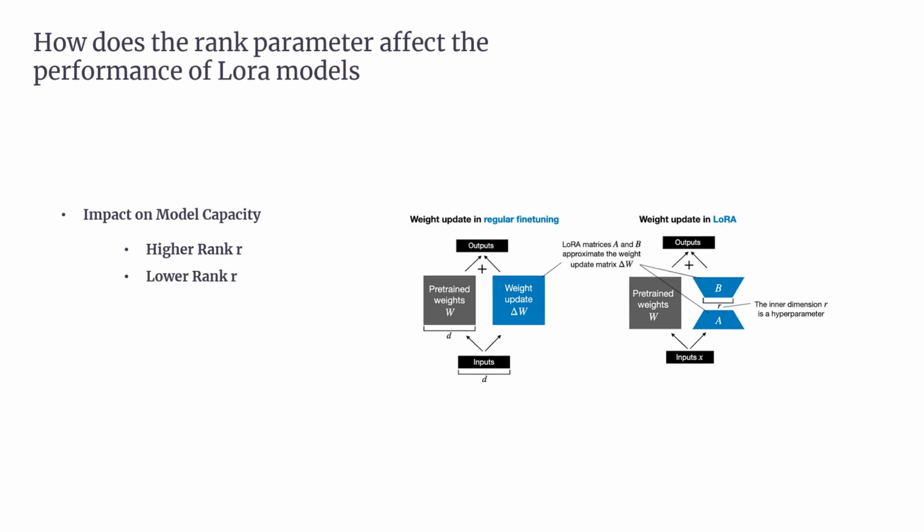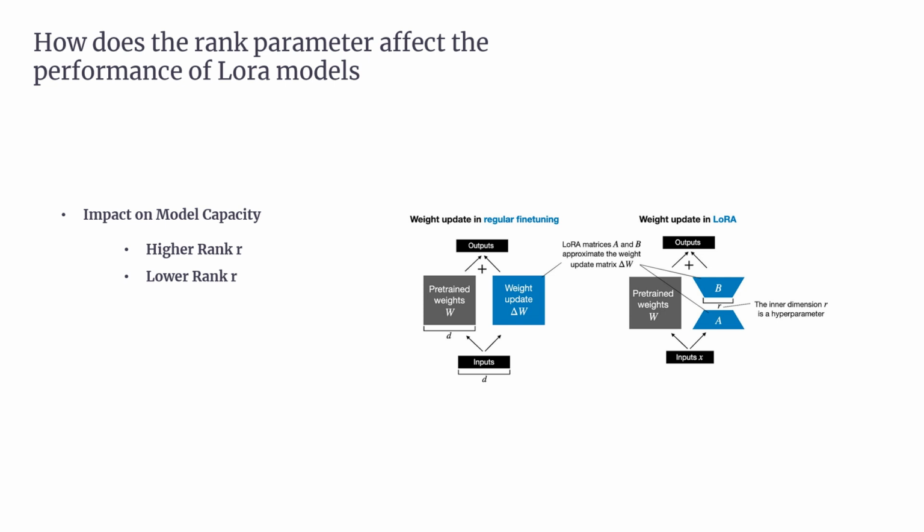For lower rank R, fewer parameters. A lower rank results in fewer trainable parameters, which leads to faster training and reduced computational requirements. Potential trade-off. However, it may limit the model's ability to capture certain task-specific information, especially for more complex tasks.